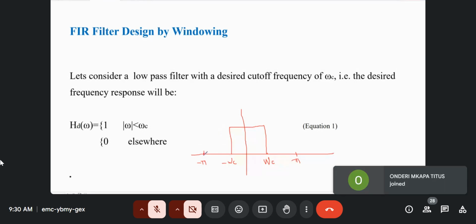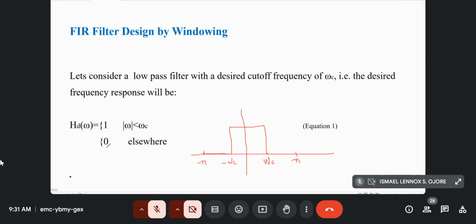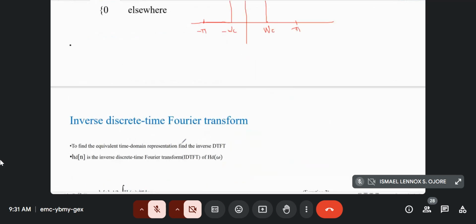We are talking about this. This is the stop band, and this is the pass band. And 0 elsewhere.